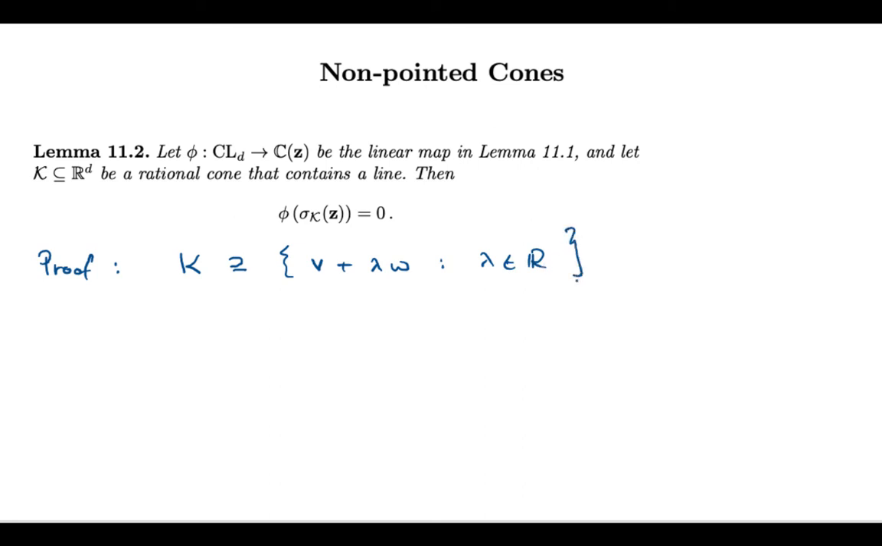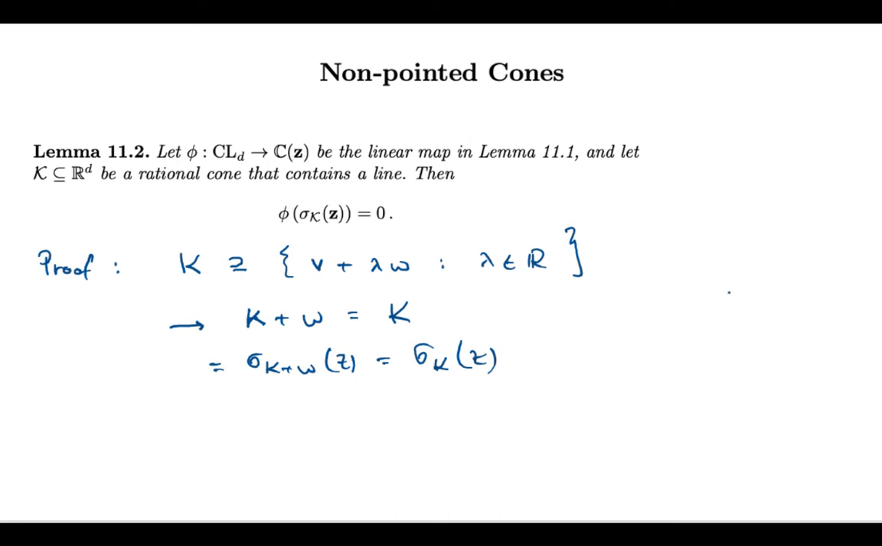In other words, W is a direction vector for our line. And what this means is that we can shift K by W and nothing happens. And of course, this means that we have an identity of the integer point transforms, namely sigma of K plus W is the same as sigma sub K.